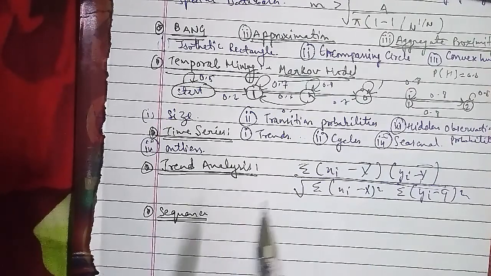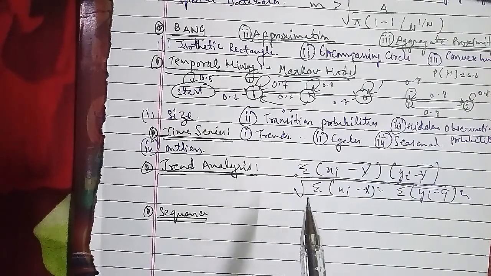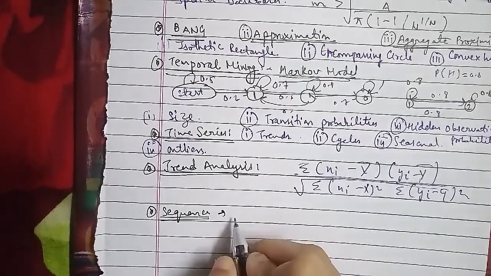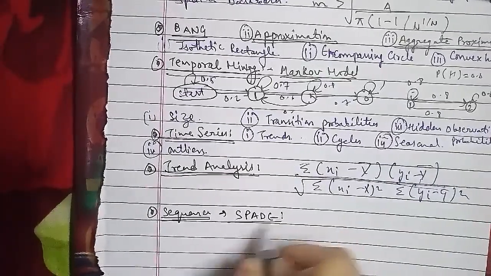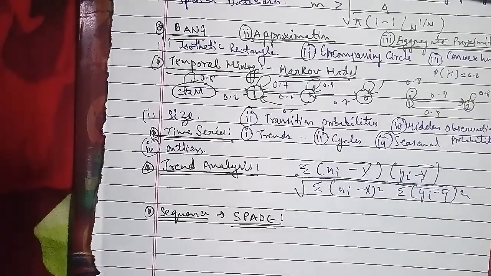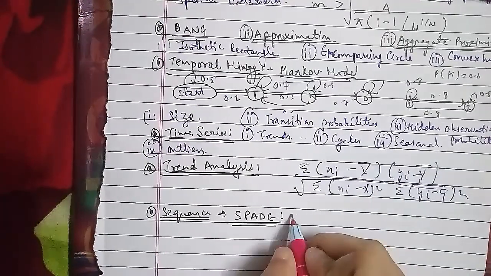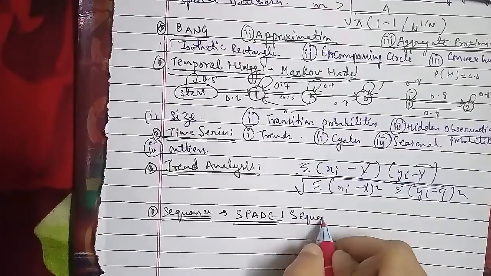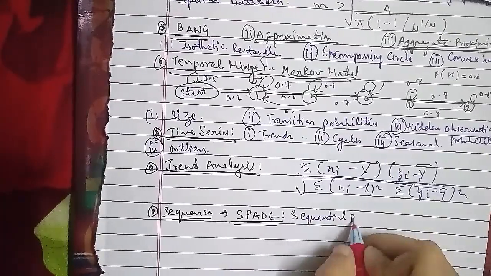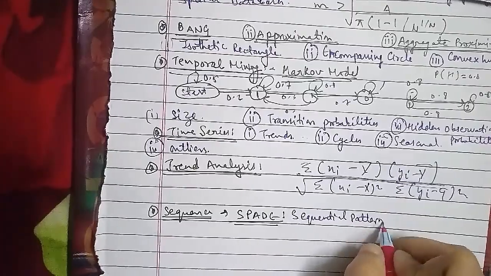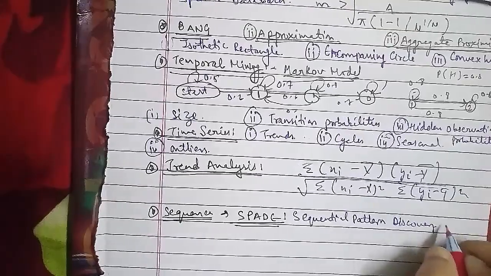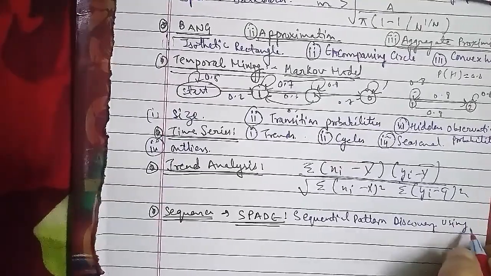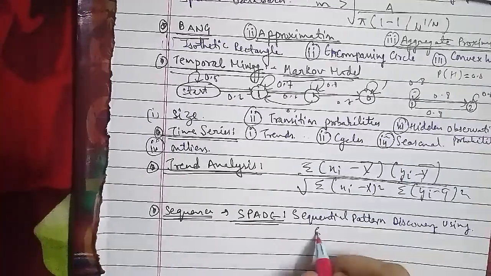What do you mean by SPADE? The full form of SPADE is Sequential Pattern Discovery using Equivalence classes.